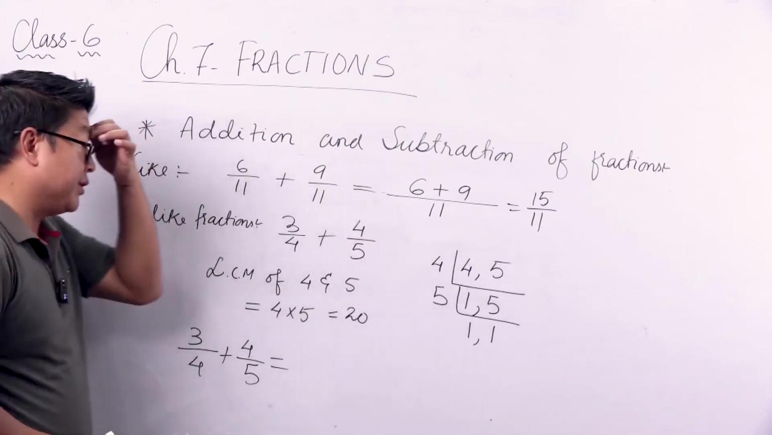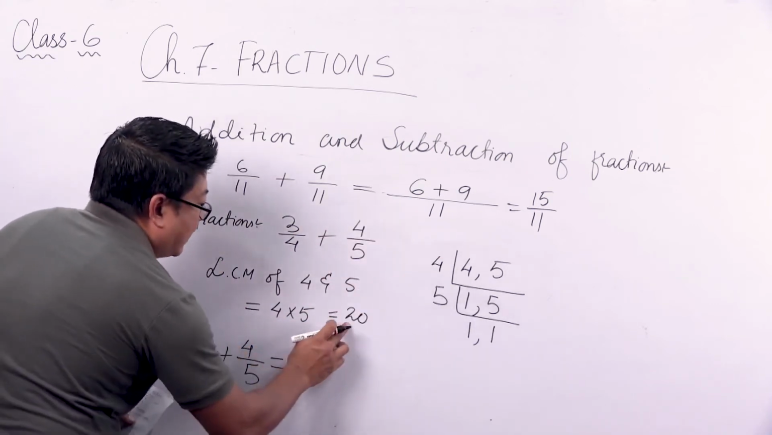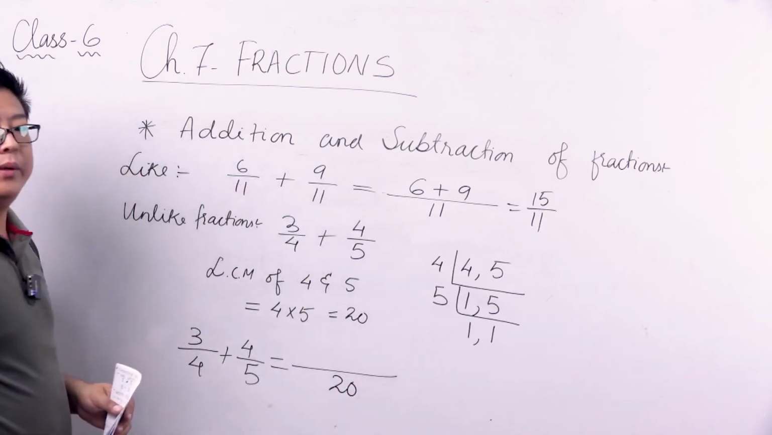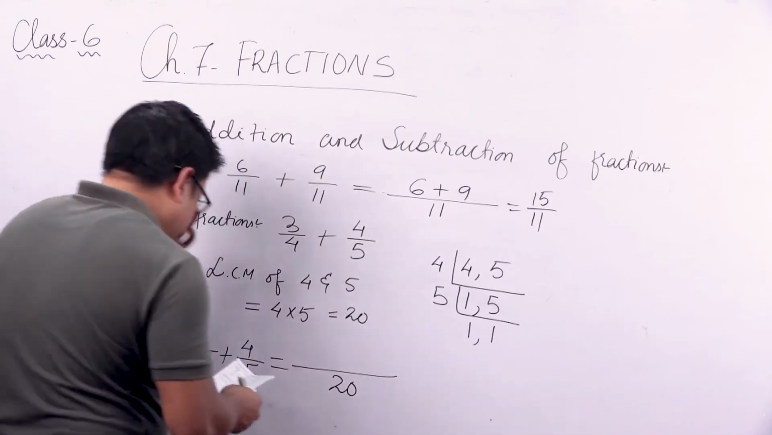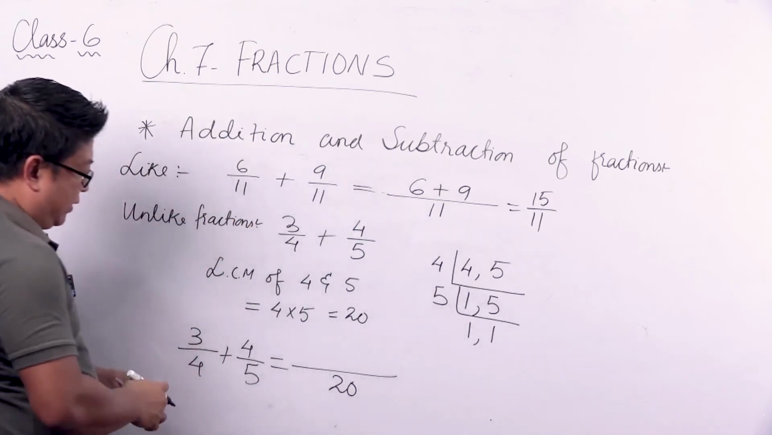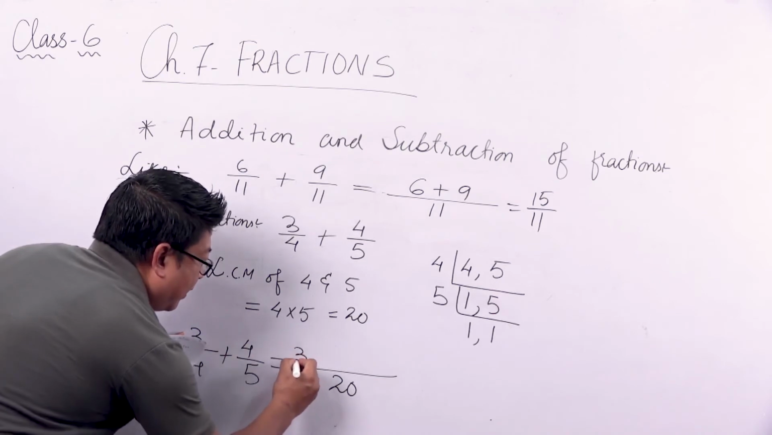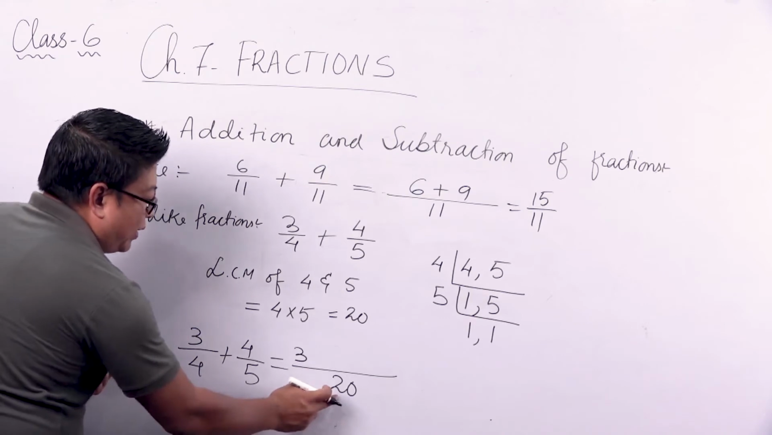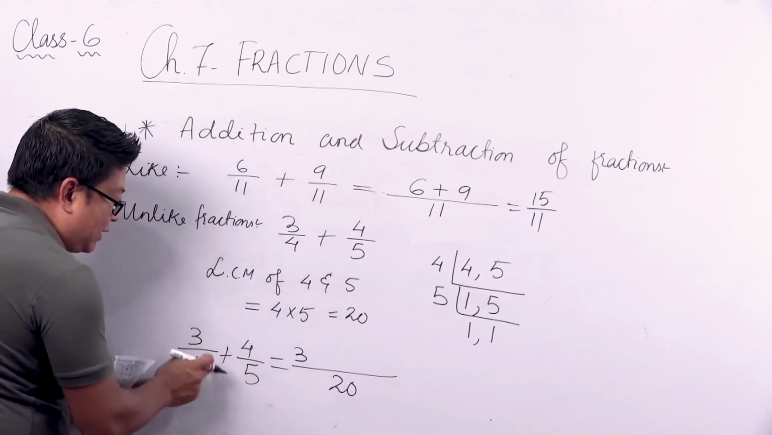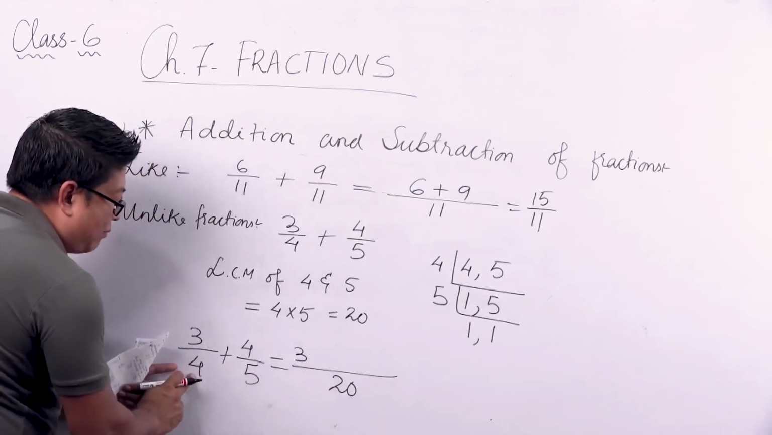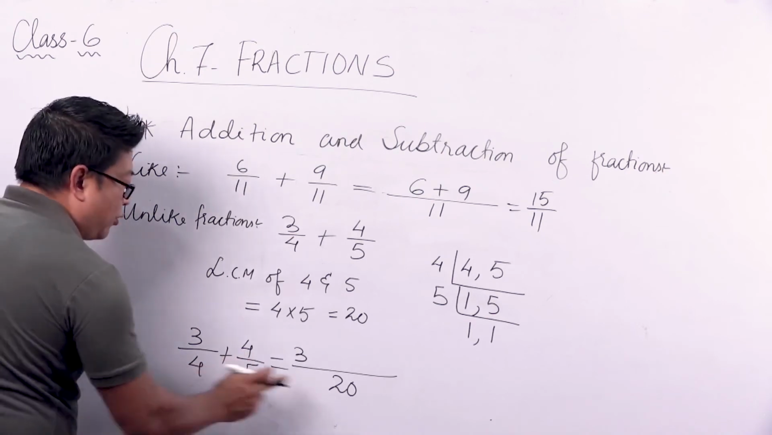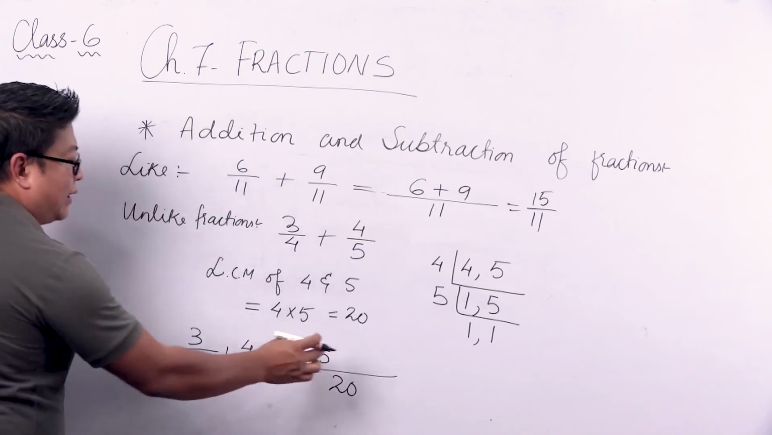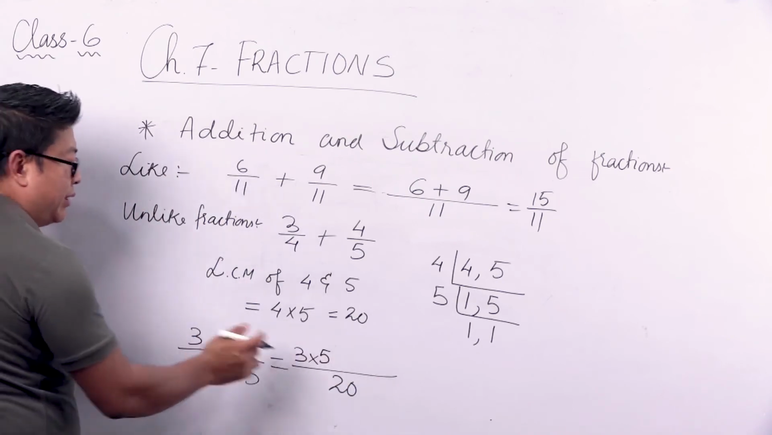So to add this, 3 by 4 plus 4 by 5, our first step was finding LCM by factorization. We got the LCM 20. So this 20 will come as the denominator. Okay? And this 3 we will write here, and check this number, 3 by 4. This 4 and 20 are different. So I have to make this 4 into 20. So what number should I multiply with 4 to get 20? 4 into 5 is 20. That multiplication will come with the numerator.